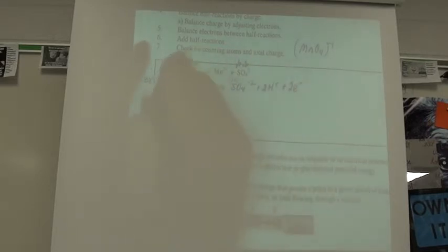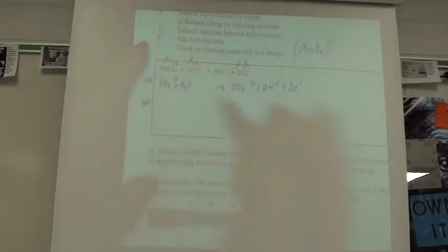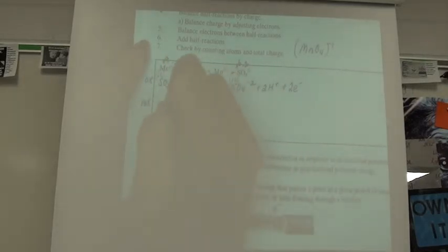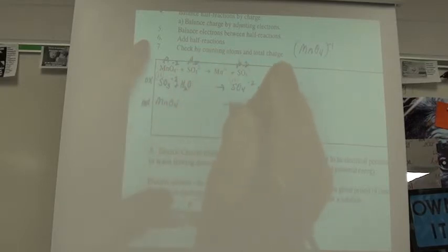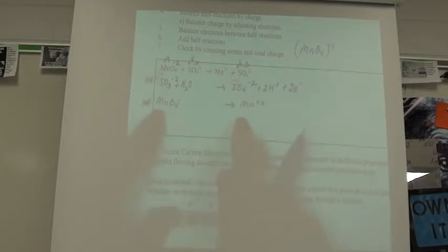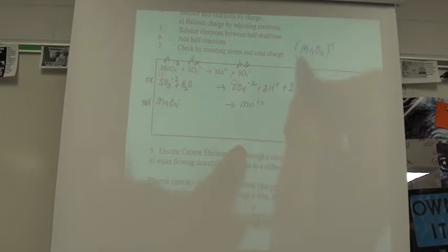I'm ready to move on to the reduction portion. The reduction portion has the permanganate ion going to the manganese ion. Manganese, both one on each side, good to go. I can see that I'm going to have to add 4 waters to this side.